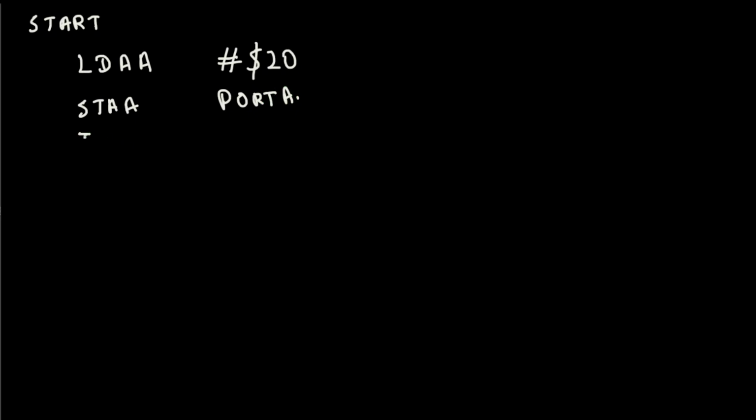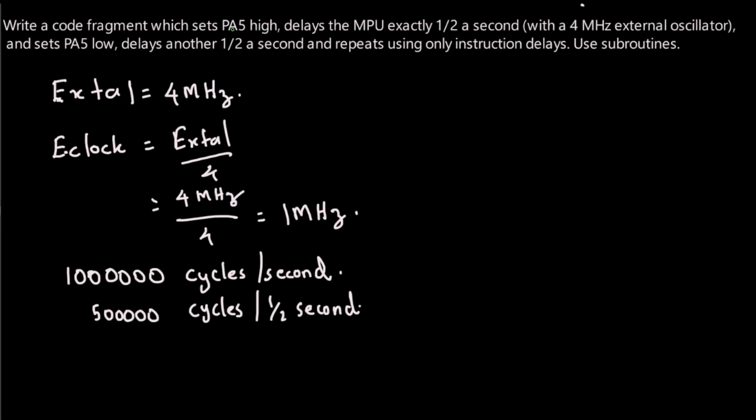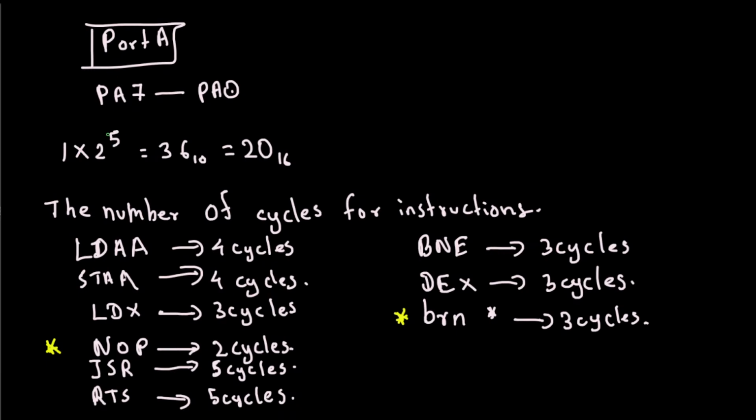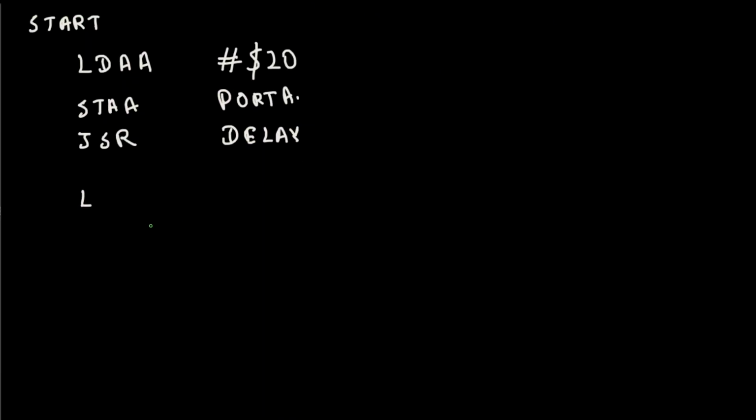Then JSR, jump to subroutine, and the subroutine we are going to have is delay. We will create this later on. Now that was PA5 high, and PA5 low is always 0. It doesn't matter which PA you have, like PA4, PA3, PA6, whatever. The high is what you have to calculate based on 2 to the power, but the low is always 0. So LDAA, and here it is just 0.